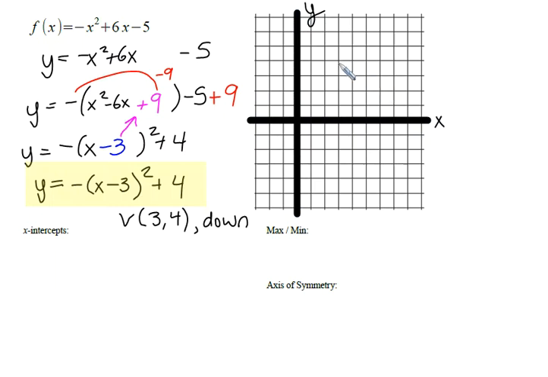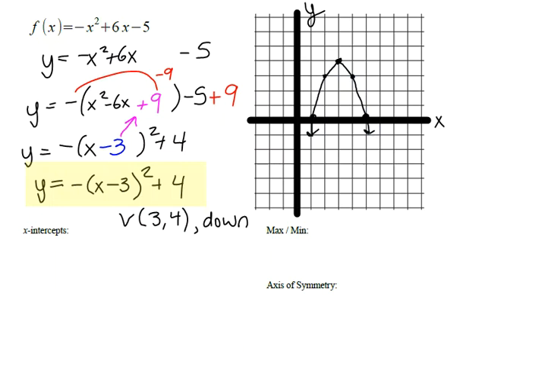So we go to the vertex at (3, 4). This parabola is opening down and it isn't having any vertical stretch. So we'll go over 1, down 1 to both the left and the right. And then we'll go over 2, down 4 to both the left and the right. And we'll draw in the parabola accordingly.